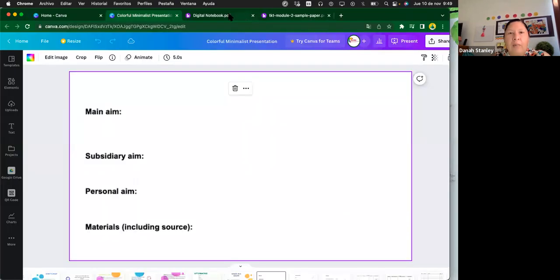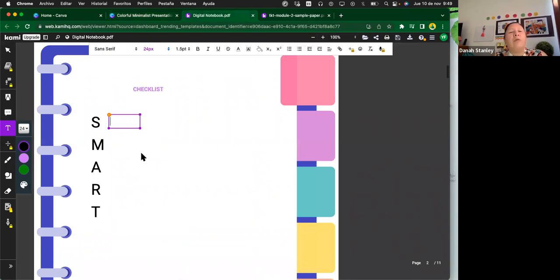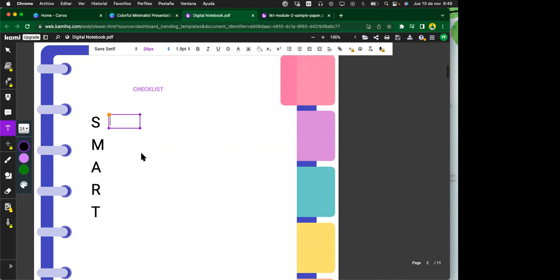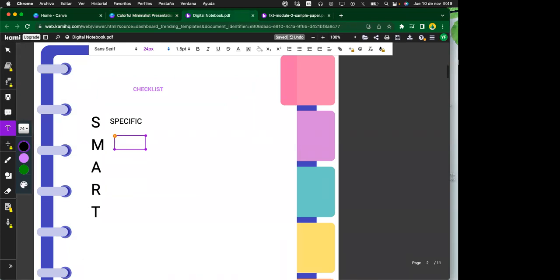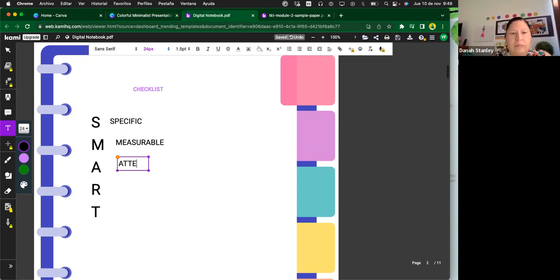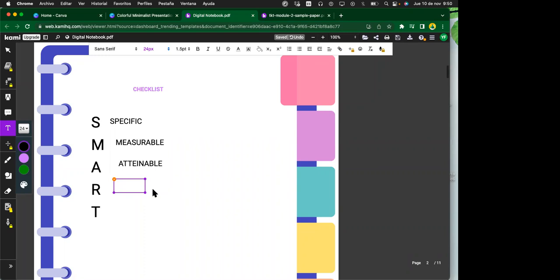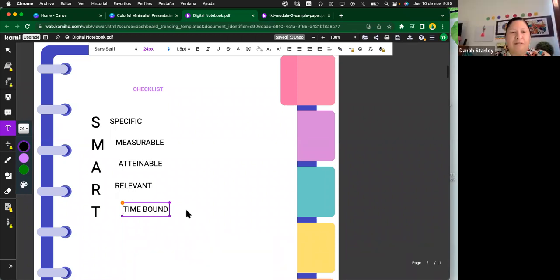So here we are going to do it all together. I wrote SMART. Who can remember the meaning of this acronym? Specific, measurable, attainable, relevant, and time-bound. Okay. Very good.